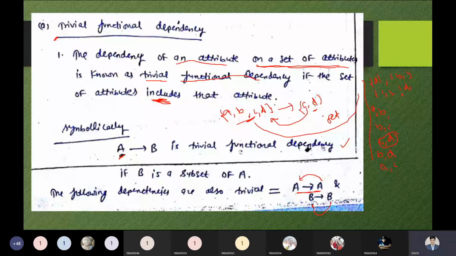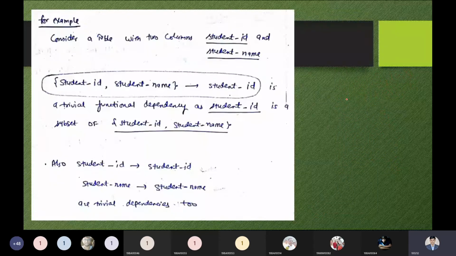I'm taking an example here so you can understand in a proper way. Now see, for example, I consider a table with two columns. One is student ID, another is student name. Student ID is an attribute, and student name is also an attribute. Here we have the set of attributes: student ID and student name. Now student ID is a subset of this set of attributes. So we can say it is a trivial functional dependency.